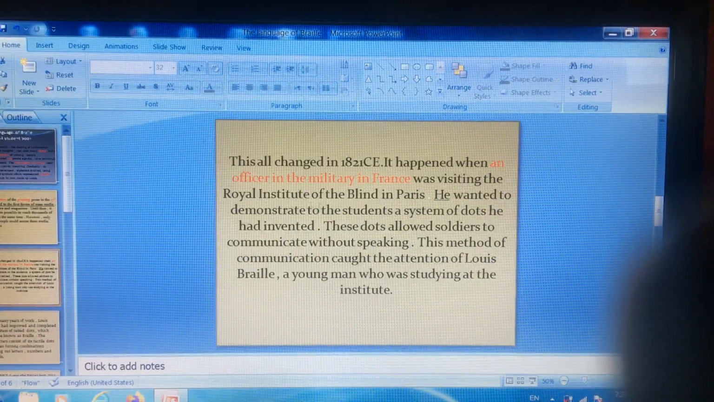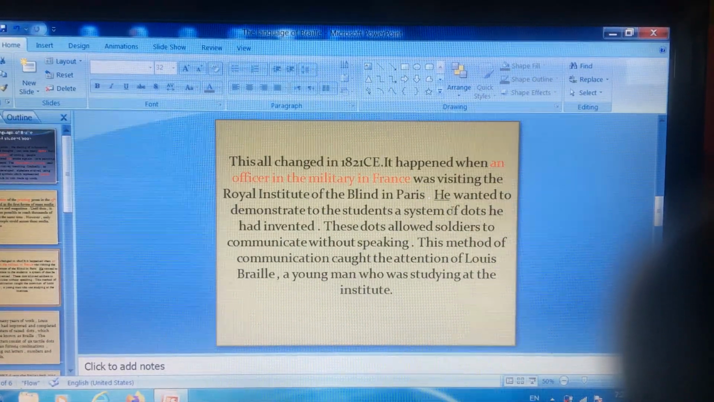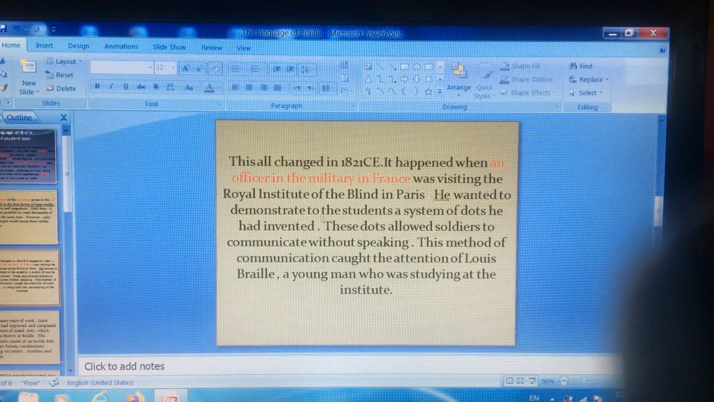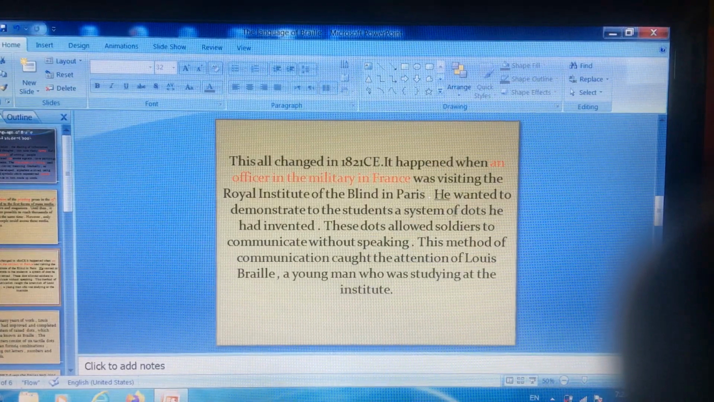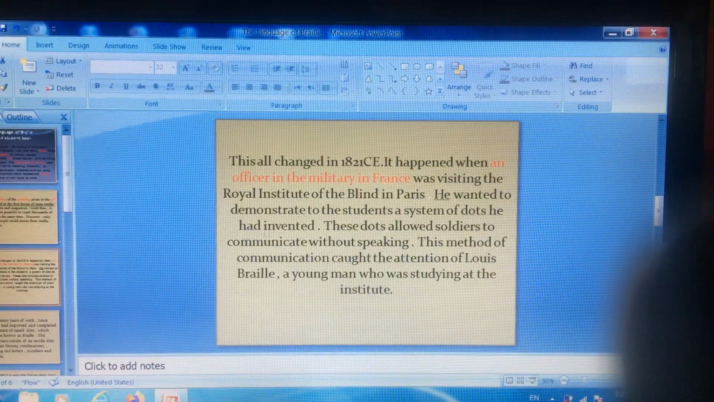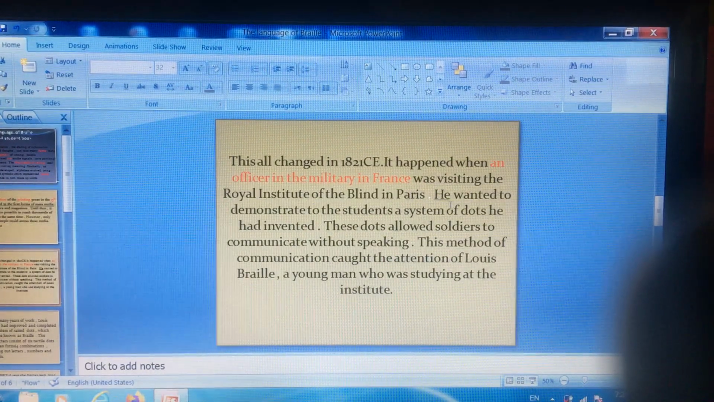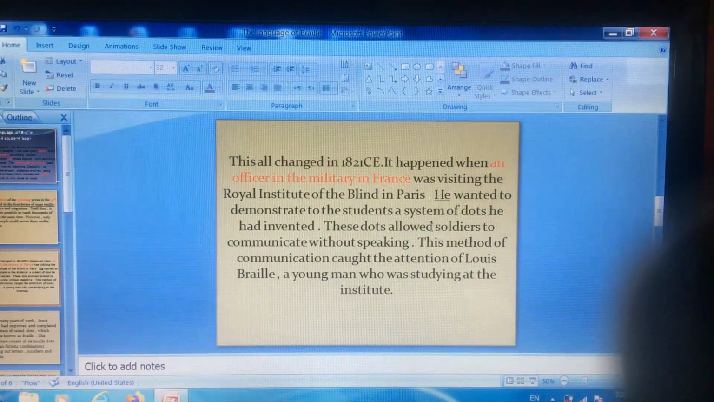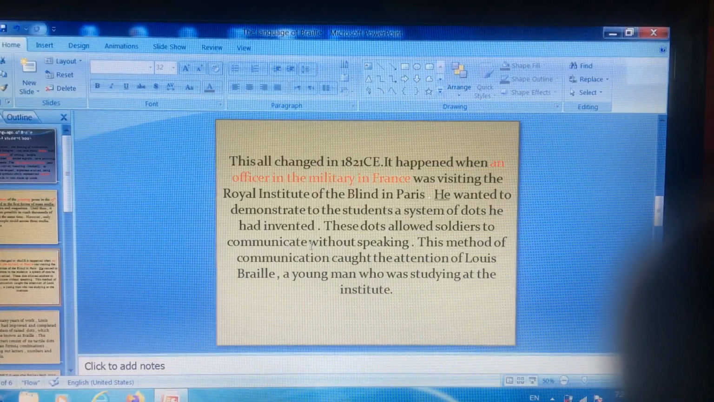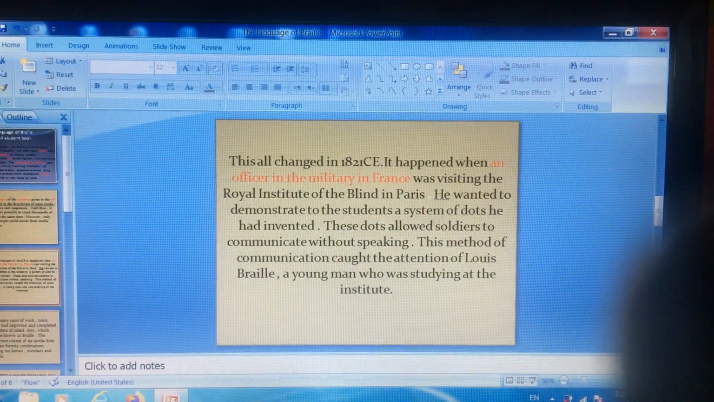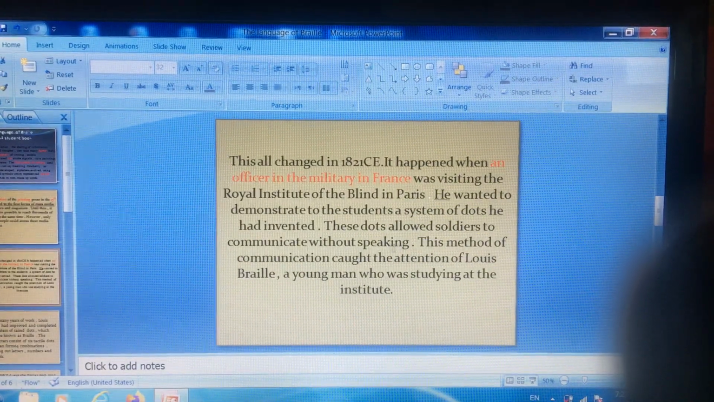He wanted to demonstrate to the students a system of dots he had invented. كان بدو يستعرض للطلاب نظام من النقاط he had invented. Who invented the first dots؟ اللي هو الأوفيسر the same. These dots that he invented allowed soldiers to communicate without speaking.